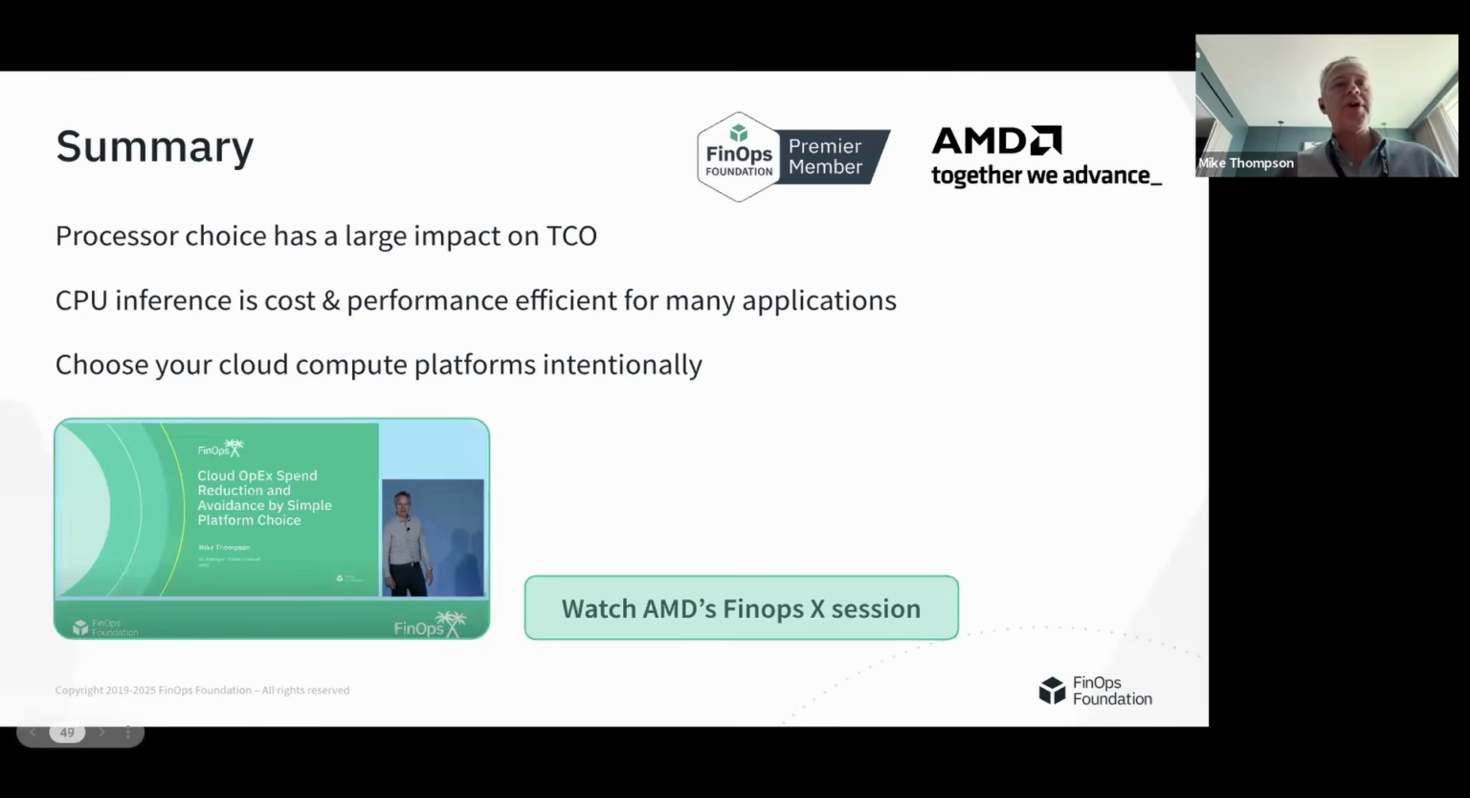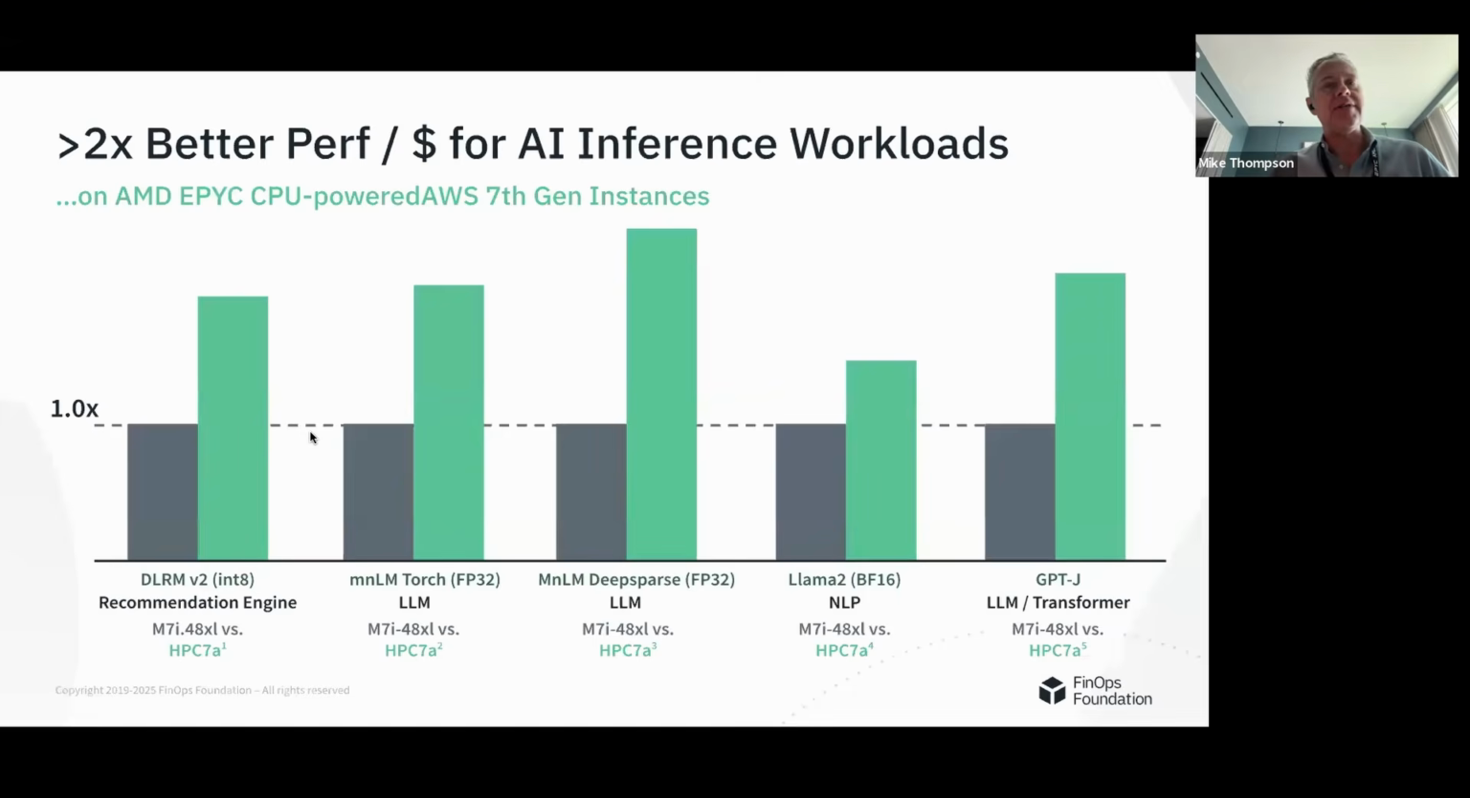Thank you. So processor choice has a large impact on total cost of ownership, and so here's an example for AI inference workloads running on CPUs rather than GPUs. It also makes a difference which CPU you select. And so across recommendation engines, large language models, natural language processing, as well as LLM transformers, on average here, you see there's about a 2x performance uplift just through choosing a specific type of instance or virtual machine.